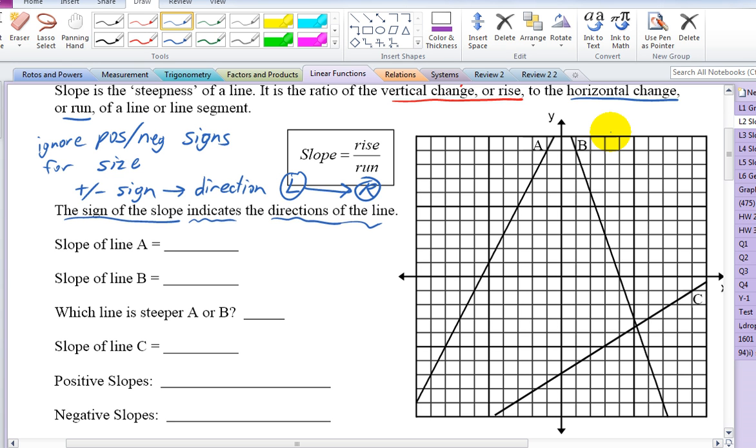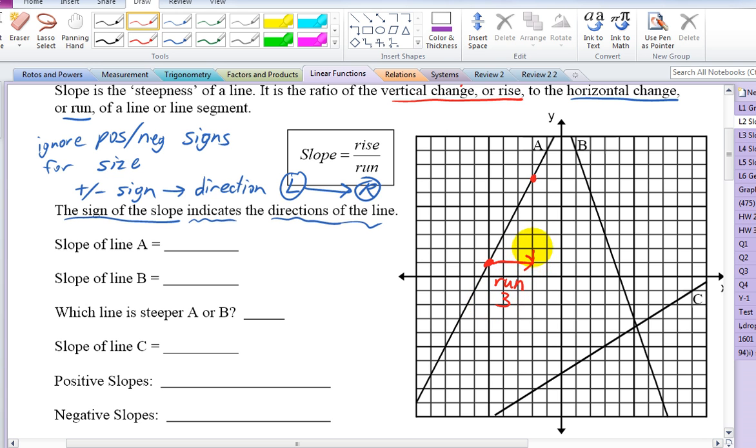So looking at line A, to find the slope, you have to find 2 points on the line that touch the corner of the grid, like at the top right there. And as I go up and down the line, there's lots of points. I'm going to pick this one right here. So what I do then is I go from left to right. I count. That is my run. How many squares did I count? I counted 1, 2, 3. So I moved 3 squares.